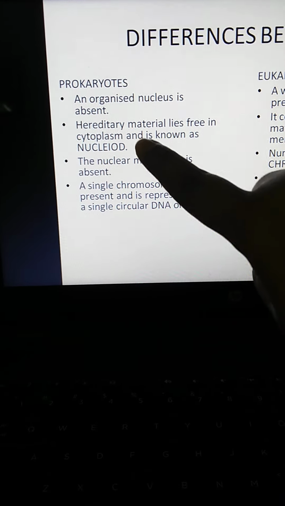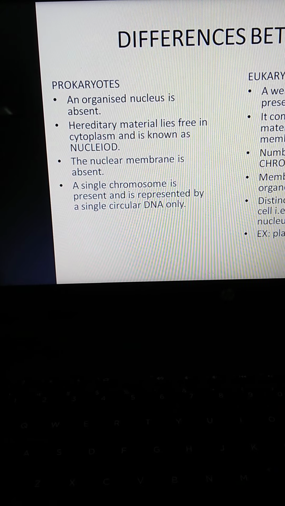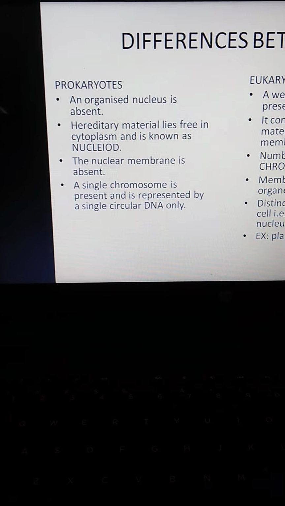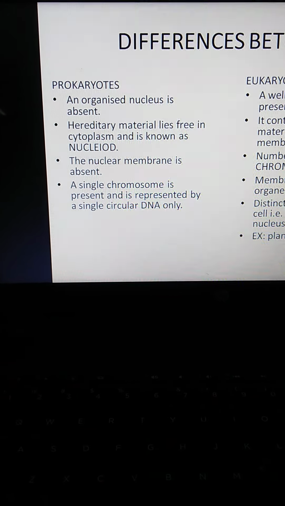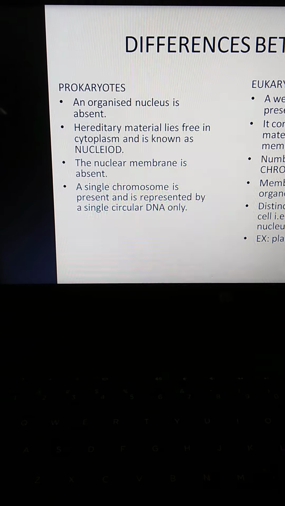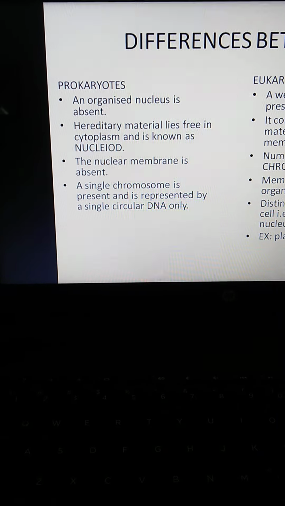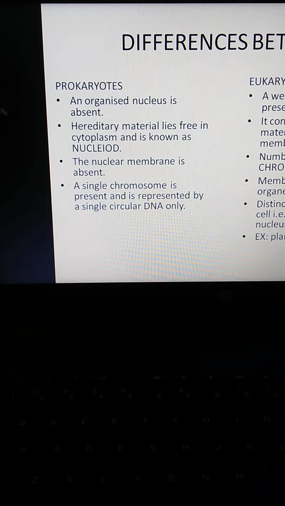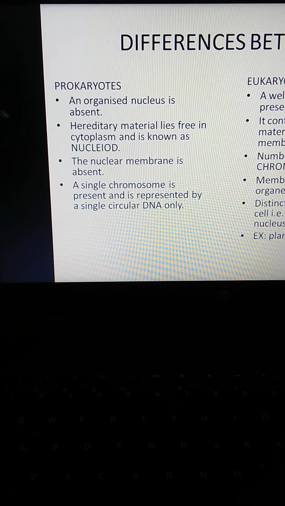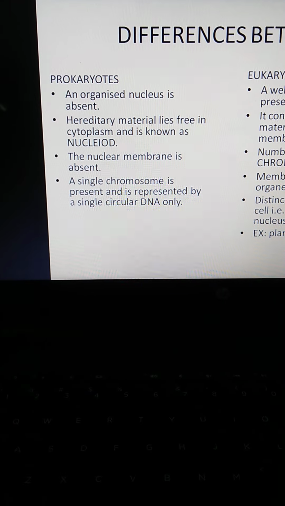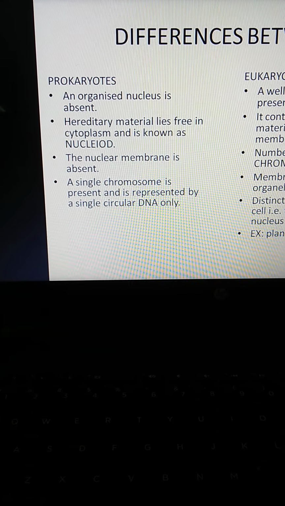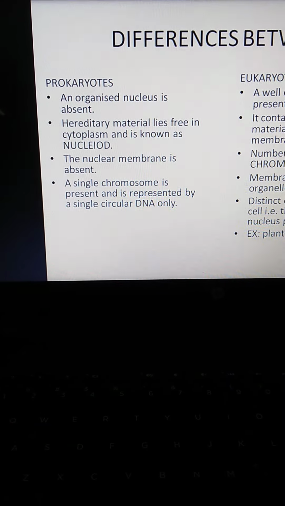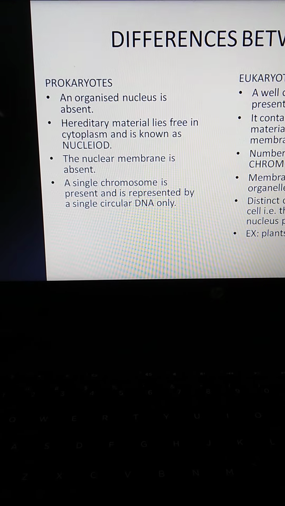The word is nucleoid. So hereditary material lies free in the cytoplasm and is known as nucleoid in case of prokaryotes. Third point, it is clear that nuclear membrane is absent. The other point which is important to note is that a single chromosome is present and is represented by a single circular DNA. So the DNA over here is circular and single in number.